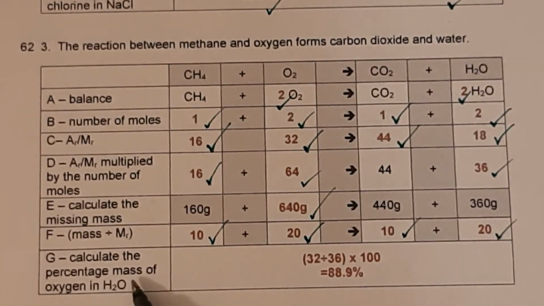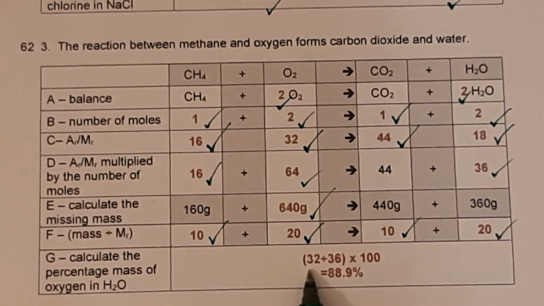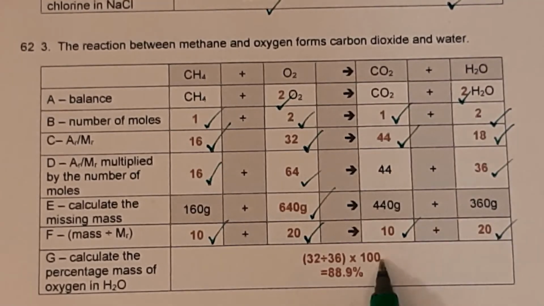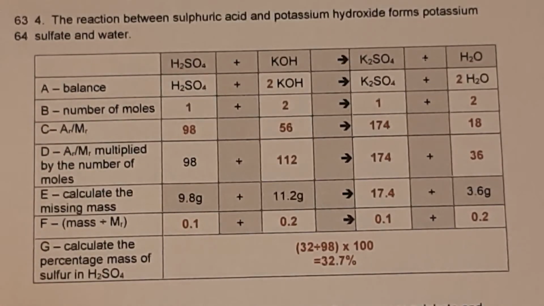Now calculate the percentage mass of oxygen in H2O. Well, oxygen's here, and it has a relative molecular mass of 32, divided by 36, which is the relative molecular mass of water, multiplied by 100 gives us 88.9 or 89% if you've rounded up. Okay, so moving on to number 4.